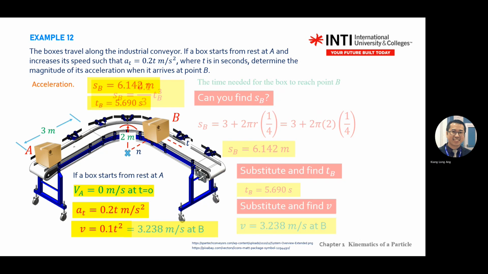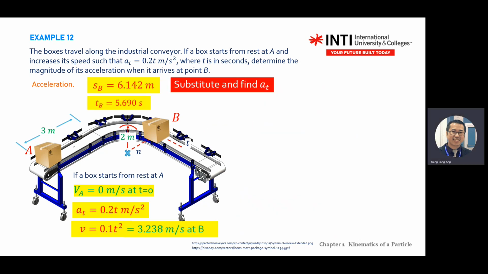Okay. Then you substitute again, you find your a_t because you have t already. a_t equals 0.2 t, you have the time already. Then you have a_t 1 point something. How to find a_n? a_n equals v squared over rho. Rho is given, and v you already found just now. Because it's a normal component, you substitute the values and find your a_n.